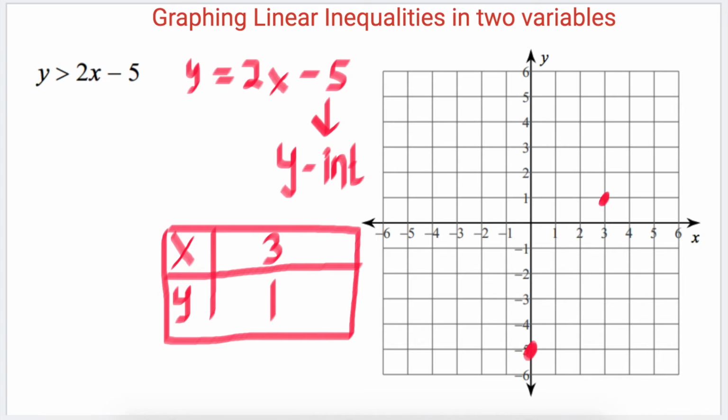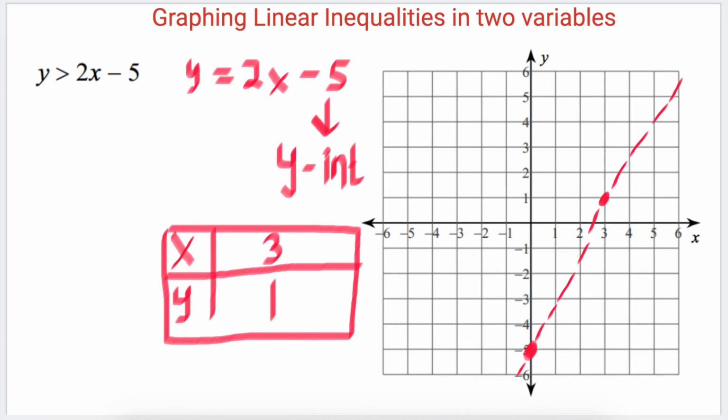On the graph here, I'm going to indicate where (3, 1) is, and then I'm just going to join those two dots with a broken line. Now, the final thing that I need to do is determine if I'm going to shade the left side of the graph or the right side of the graph.